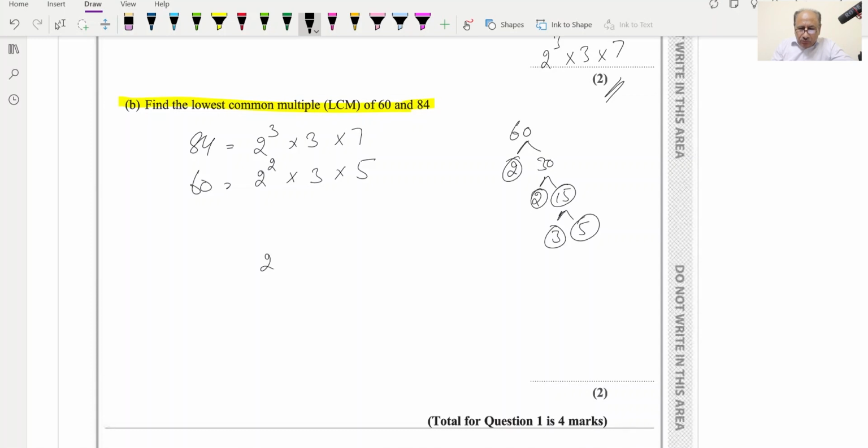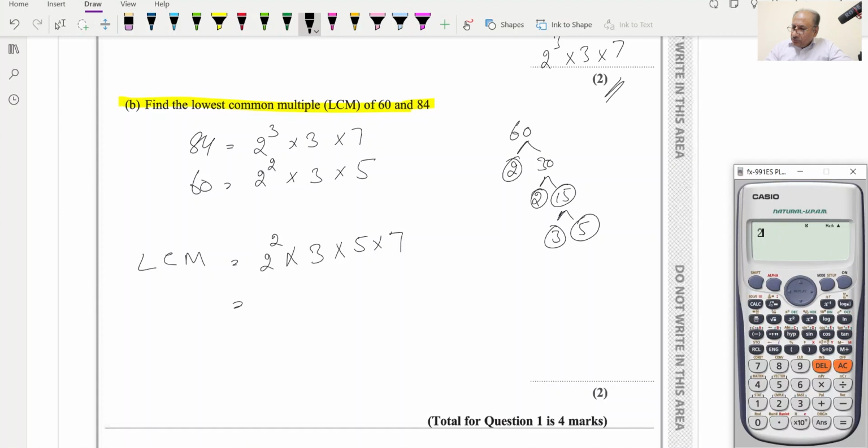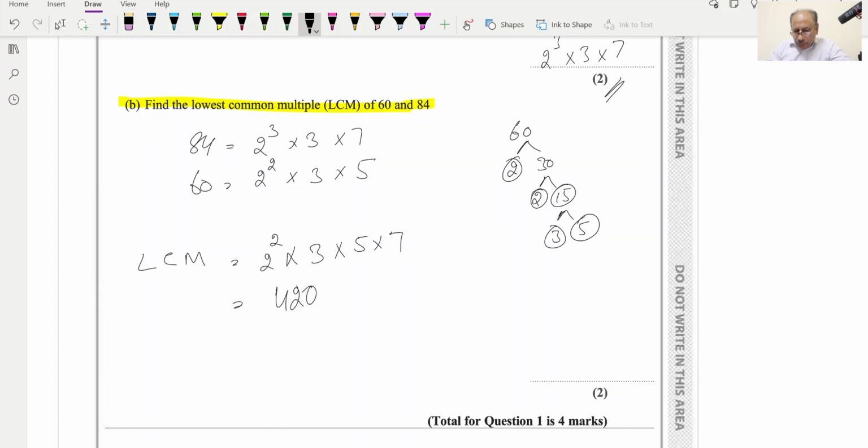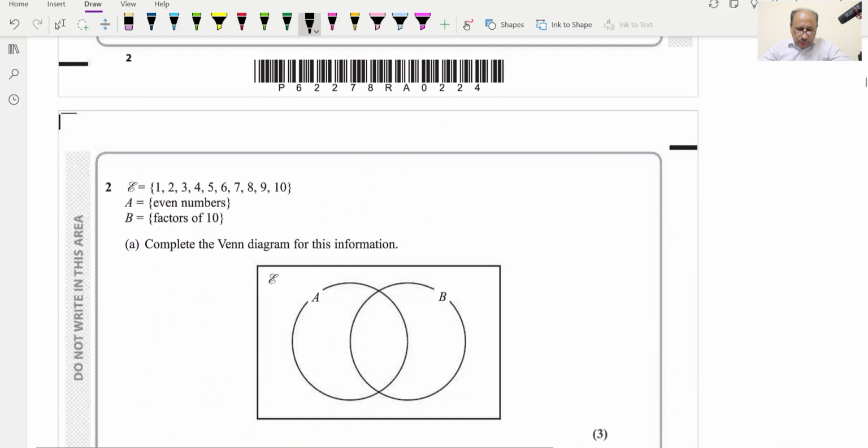We will take the common factors: 2 raised to the power 2 is common, and 3 is also common, and whatever is non-common we will also take, and this will be the LCM. This will be equal to 2 raised to the power 2 multiplied by 3 multiplied by 5 and multiplied by 7, and this is equal to 420. 420 will be our answer, and this is a 2-mark part which we are done with.